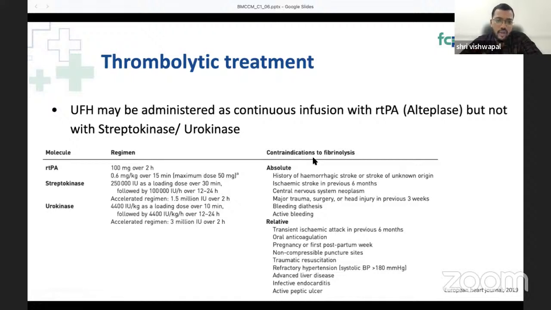And thrombolytic is contraindicated in certain conditions: if there is a history of hemorrhagic stroke, or any history of ischemic stroke in the previous 6 months, central nervous system neoplasm, or any kind of major trauma, surgery, or head injury in the previous 3 weeks, or if the patient has any kind of active bleeding, you can't use thrombolytic. This can aggravate the bleeding risk.